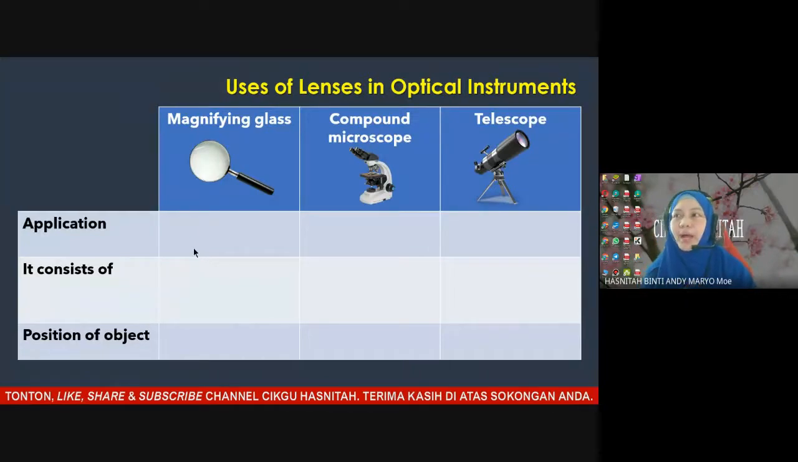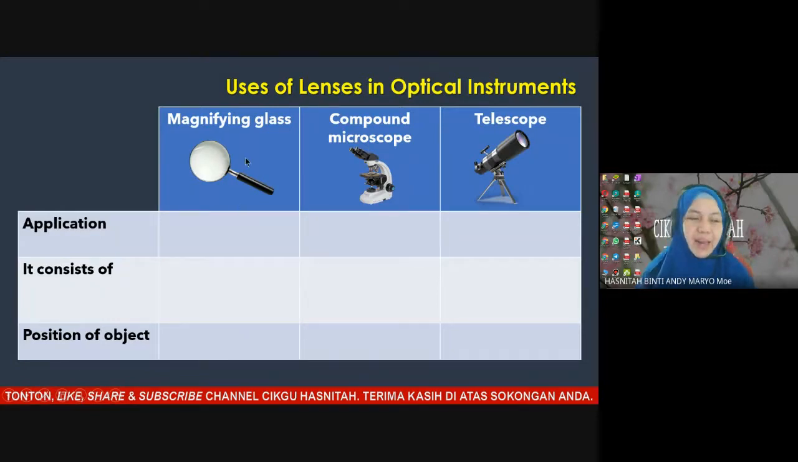Okay, so now let us start with the lenses. The first one is the uses of lenses in optical instruments. So these are the basic three which we are going to discuss. The first one is the magnifying glass or magnifying lens. Second, we have the compound microscope. And then we have the telescope.